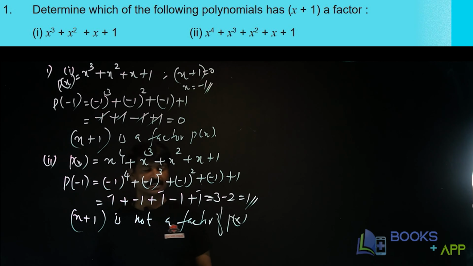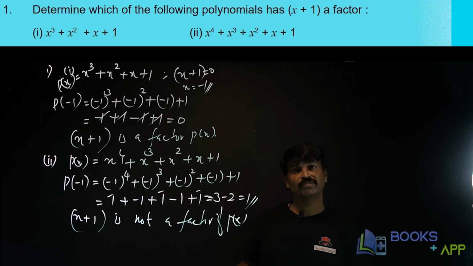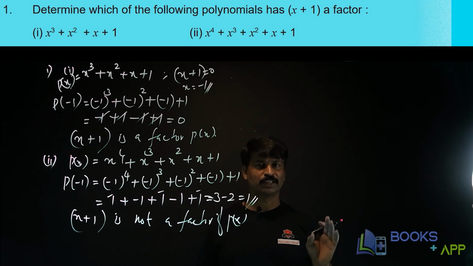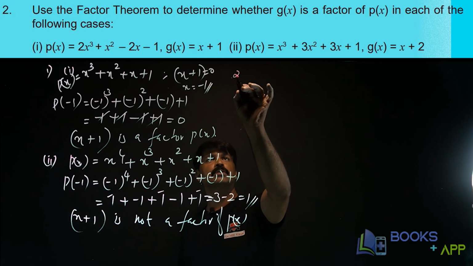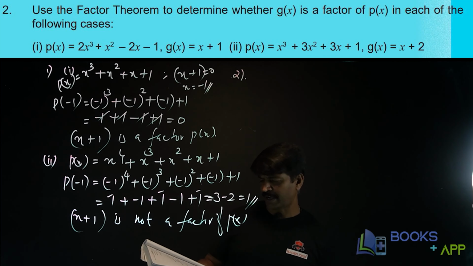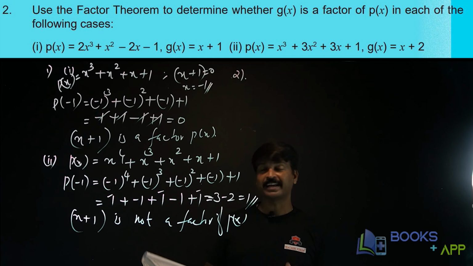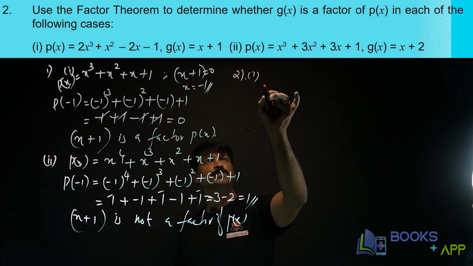I think it is clear. So to check whether a given polynomial is a factor of another, you find the remainder. If the remainder is 0, that will be a factor. Otherwise, it is not a factor. Now let us read question number 2. Use the factor theorem to determine whether g of x is a factor of p of x in each of the following. Let us solve the first one. What is p of x?